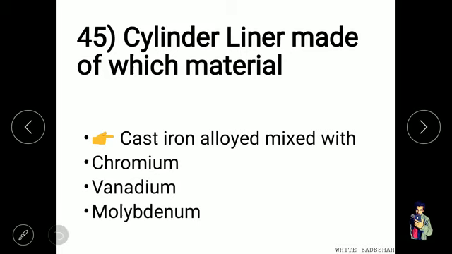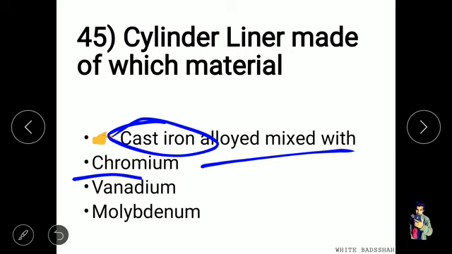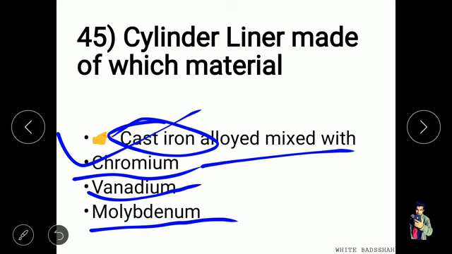Cylinder liner is made of which material? The cylinder liner is mainly made of cast iron alloyed with a mix of chromium, vanadium, and molybdenum.